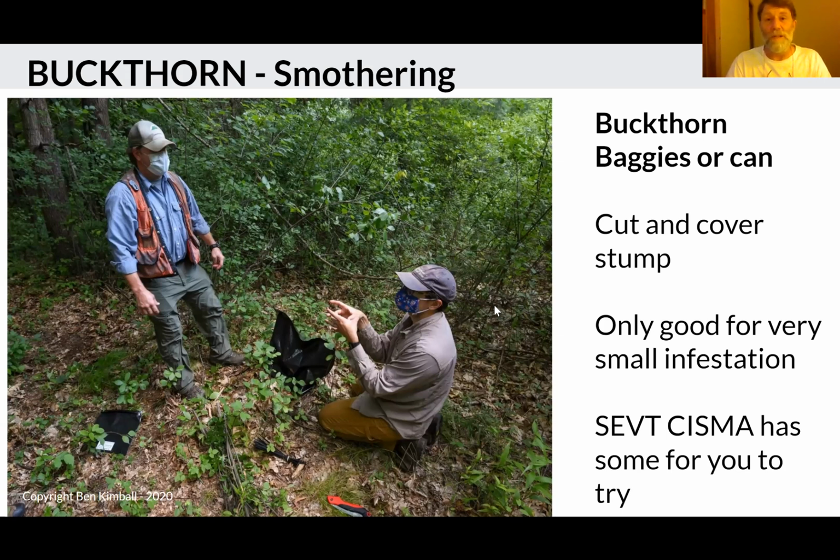You can also use a tin can. If you've got enough tin cans around, just cut the stem off and then screw the can to the stump. We do have some buckthorn baggies that CISMA does. I haven't transferred them to Corey, but maybe this weekend we're doing an in-person event, so we'll bring those along if folks want to come to that and grab a baggie or two to take home and try out.